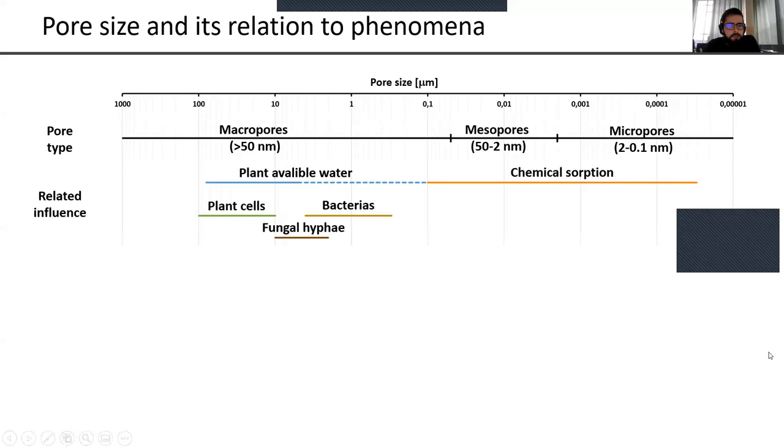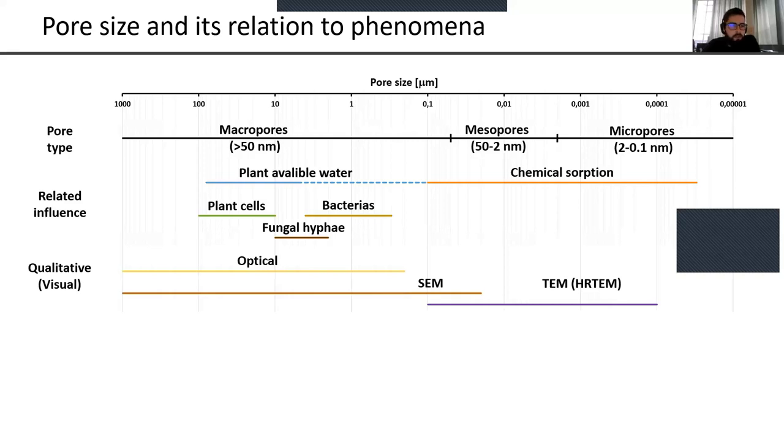As for the related influence of the pores, the macropores are related to plant available water, and they also give a habitat for bacteria and fungi. So in the case of soil application, this can have relevance, but in the uses of biochar in the chemical industry or production facilities, we are more interested in its chemical sorption abilities. In this case, we are focusing more on the mesopores and micropores inside the structure.